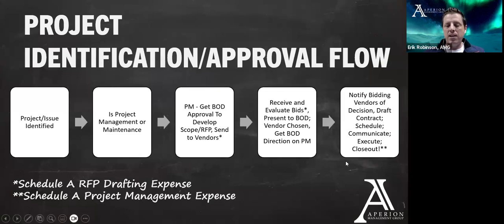Once that decision's made, assuming that Aperion is going to do project management for whatever that situation is, we would notify the bidding vendors of that decision. We would draft the contract for that project. We would develop the schedule and communications related to that project, execute that project, and then close it out. And I'll talk a little bit more about those steps here in a moment. And this whole piece right here is the 10% of the total contract project cost, which is outlined in the Schedule A.